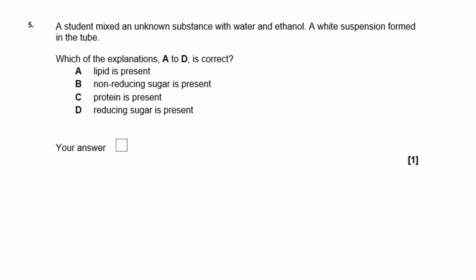A student mixes an unknown substance with water and ethanol. Now that should remind you the standard test for a fat, a lipid, is adding first of all to ethanol and then adding to water, and you should get a cloudy suspension if they're present. So the test is for lipids.